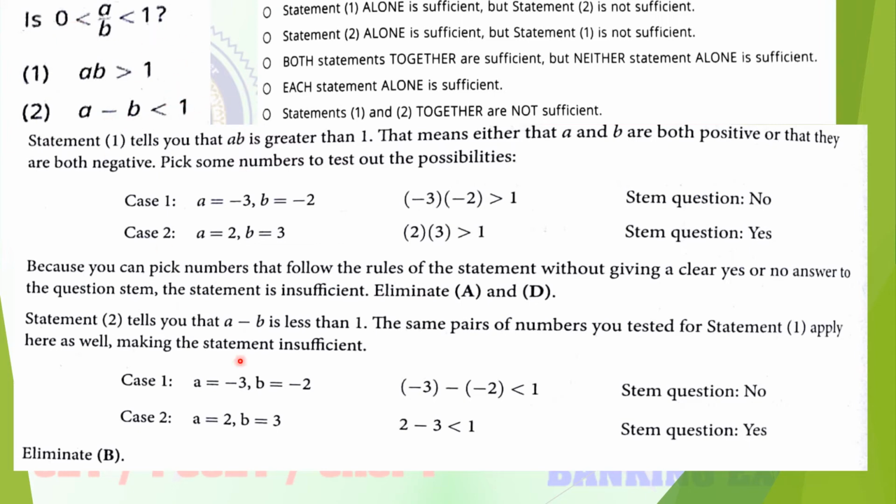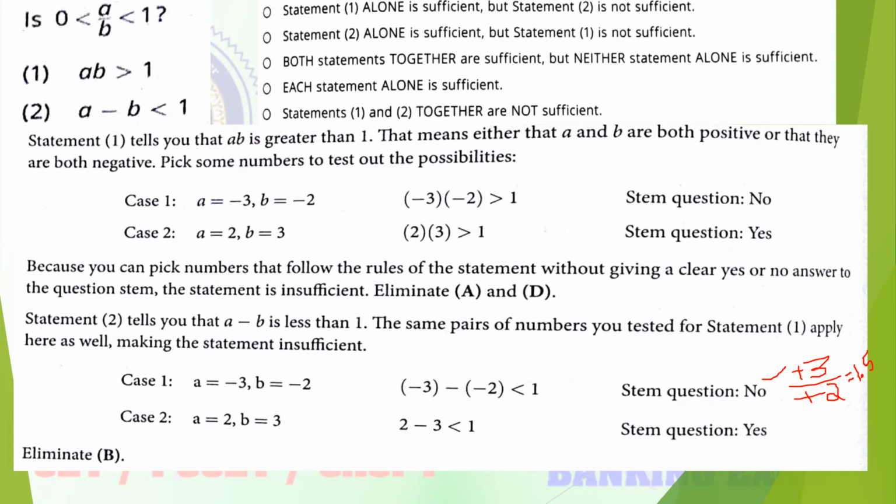Here I chose A is equal to minus 3, B is equal to minus 2. Then minus 3 divided by minus 2, minus minus cancel each other, so it becomes plus, so 3 by 2 is nothing but 1.5, so it is not in between 0 to 1. So your answer is no.